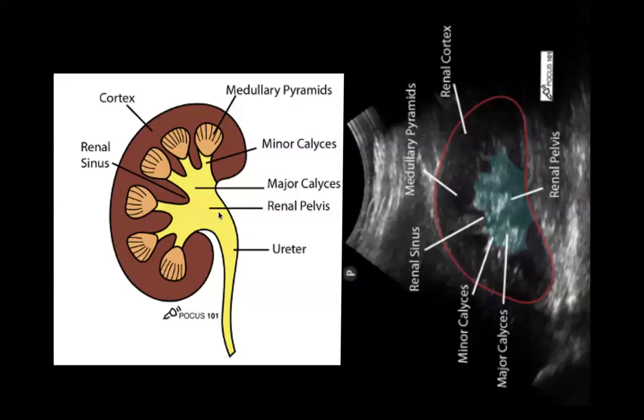The other anatomy to know about is the pyramids that sit on the border between the renal cortex and the renal pelvis, and then the minor calyces leading into the major calyces, and then the ureter.